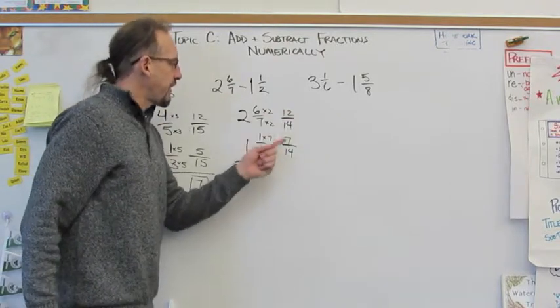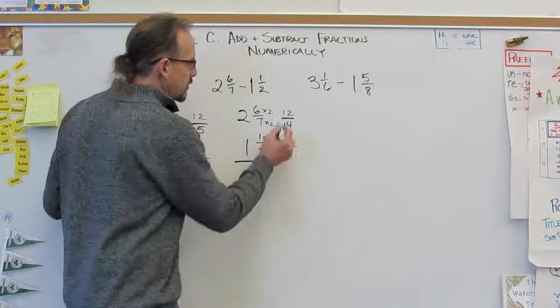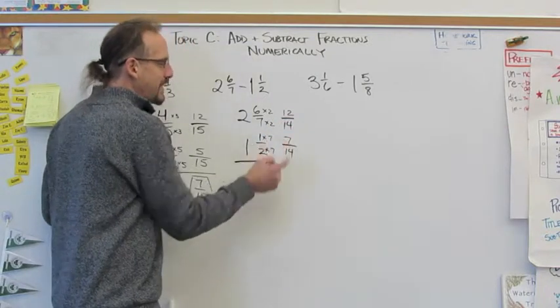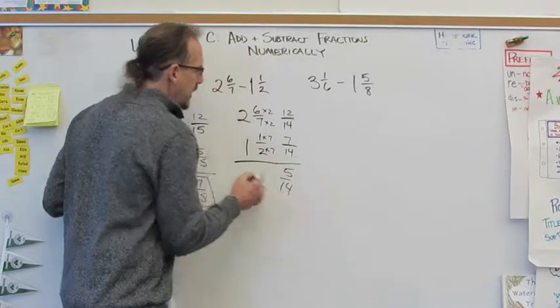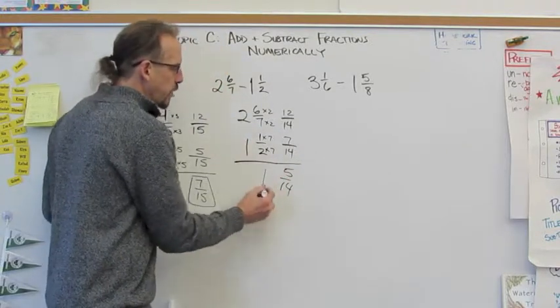And I get 12/14, sorry, minus 7/14 is 5/14. And 2 minus 1 is 1.